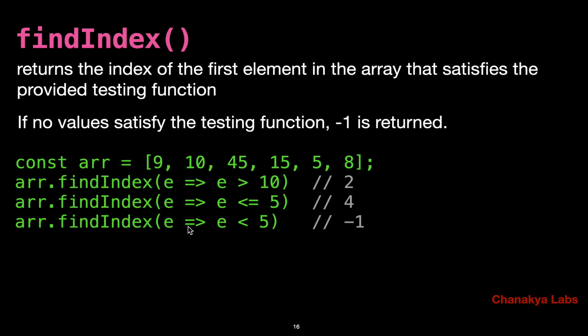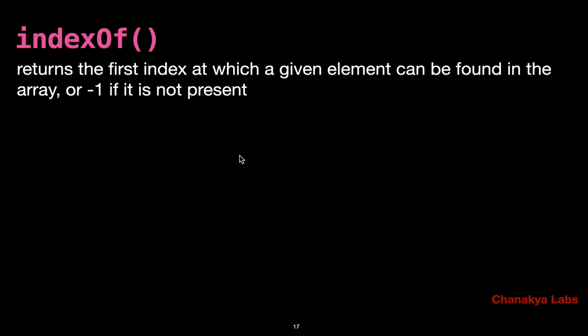And earlier, if nothing was satisfied, then undefined was returned as a value. In findIndex, I have to return an index, and there is no index satisfying, so I will return -1 in that case. This -1 is the default behavior of JavaScript if there is no index satisfying this condition. Next, something called indexOf.